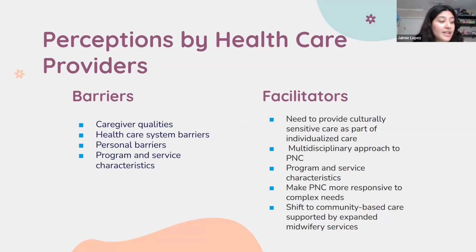The goal of this study was to elicit the experiential knowledge of prenatal care providers within the inner city of Winnipeg, Canada, regarding their perceptions of the barriers and facilitators to prenatal care for the clients they serve, and their suggestions on how prenatal care services might be improved to reduce disparities in utilization. So the barriers identified were divided into 4 categories, including caregiver qualities, healthcare system barriers, personal barriers, and program and service characteristics.